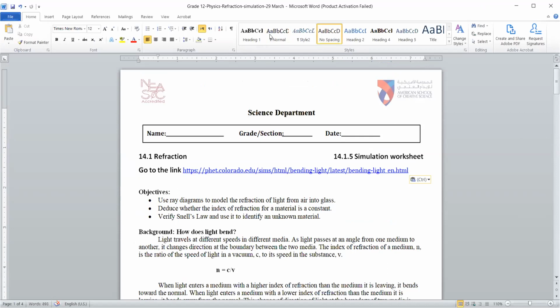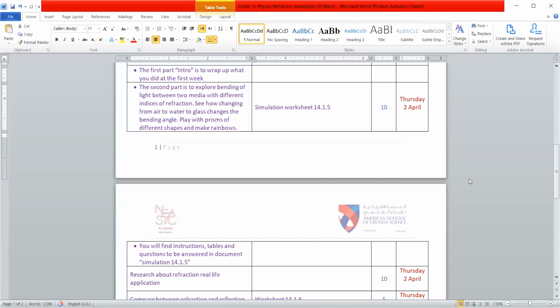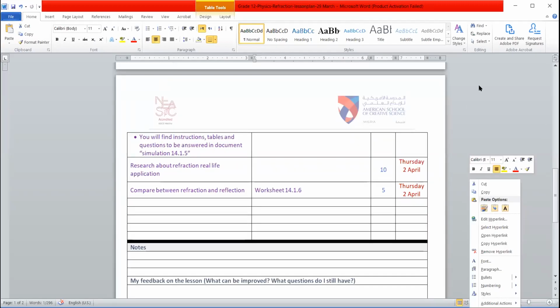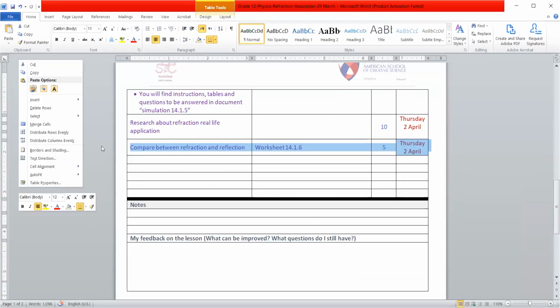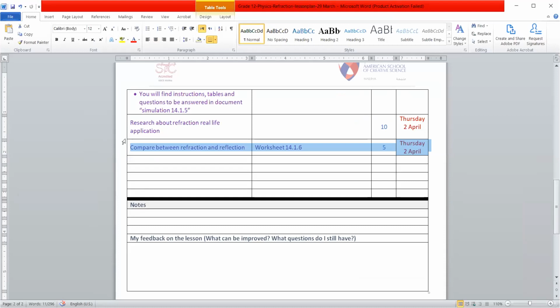Okay, let's go back now to the lesson plan, and let's see. It's written here. You will find instructions, tables, and questions to be answered in document 14.5, the one that I showed you. After that, you will be having research about refraction real life application. I want you to research about one example only about the real life application. And the last part of this lesson is to compare between refraction and reflection.